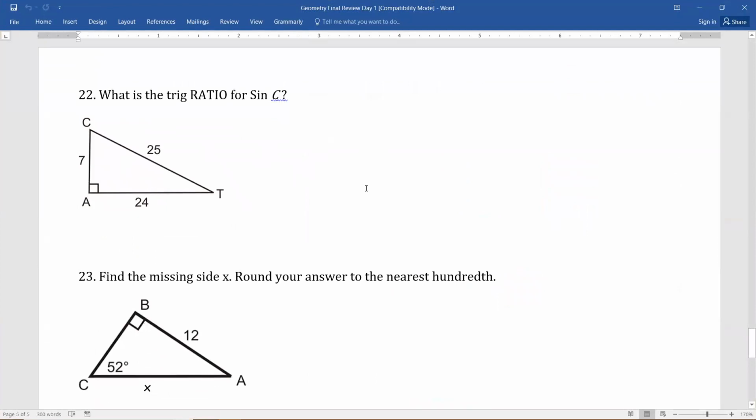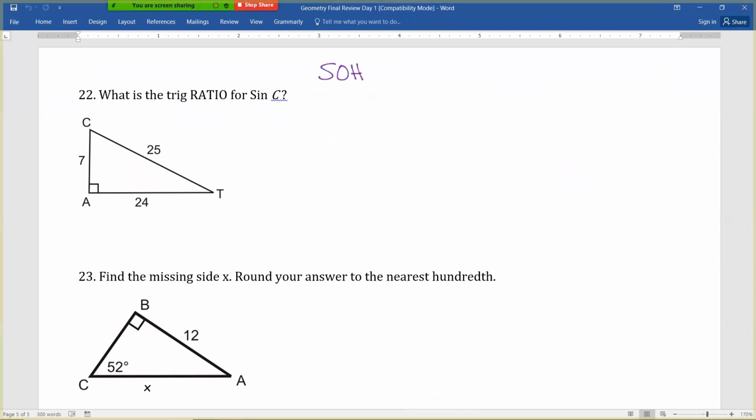Question 22, what is the trig ratio for sine of c? So you might want to jot down your shortcut for your trig functions, SOHCAHTOA. Sine is opposite divided by hypotenuse, cosine is adjacent divided by hypotenuse, and tangent is opposite over adjacent. In this case, we're asked for the sine of c, so we're going to use SOH.